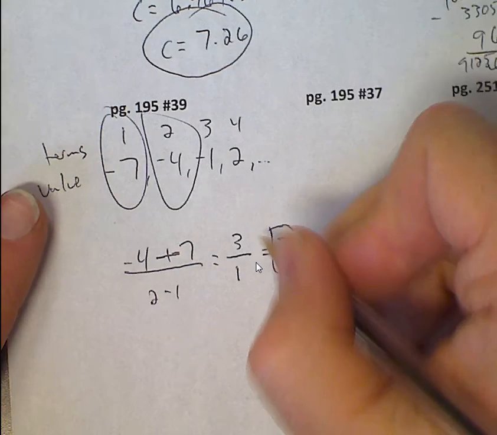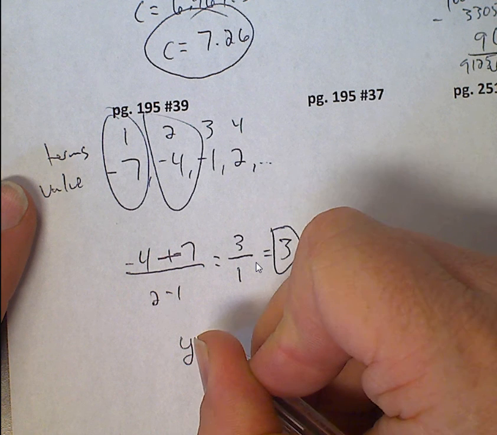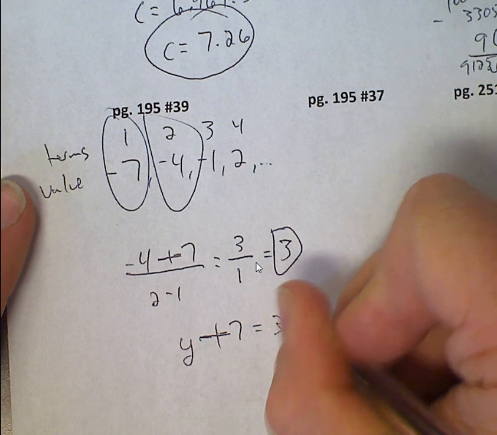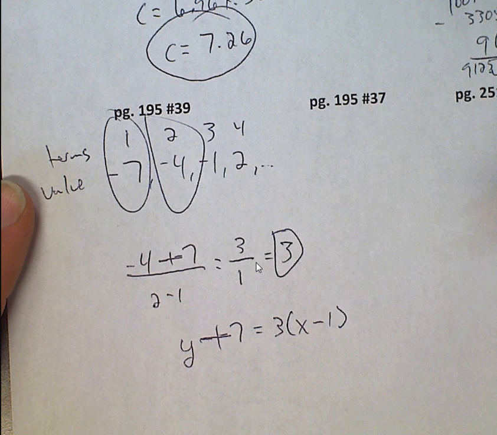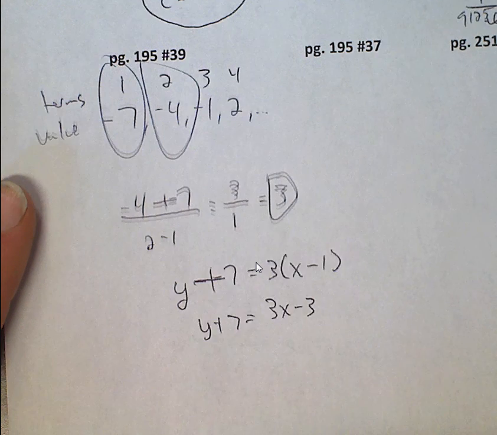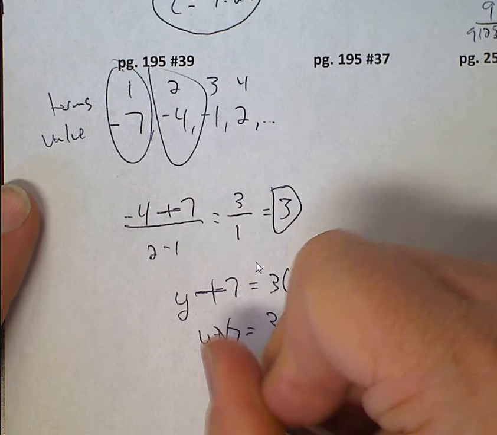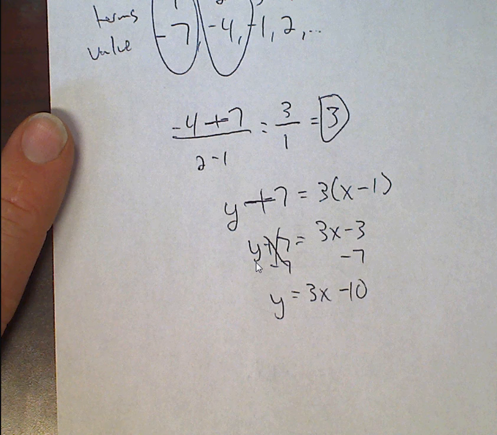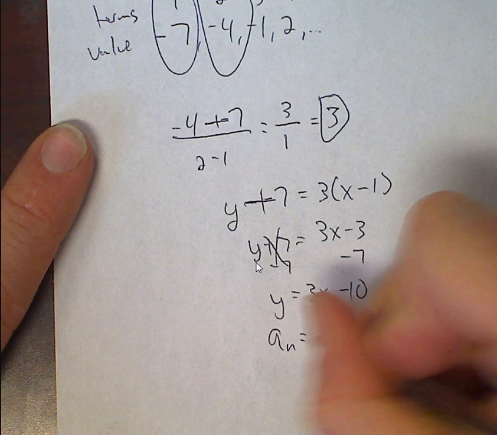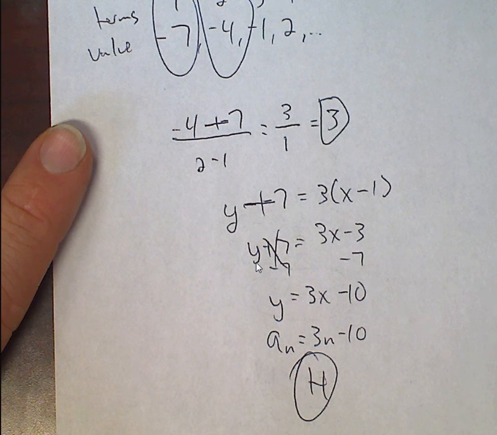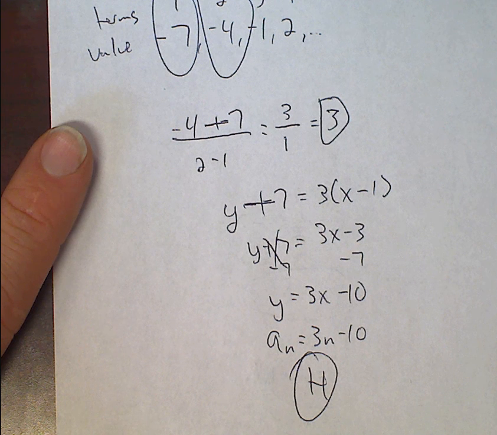My equation now turns into y minus -7 equals 3 times x minus 1. Y plus 7 equals 3x minus 3. Minus 7 on both sides, y equals 3x minus 10. So this is the same as a sub n equals 3n minus 10. We translate it just like I taught you. So this would have to be letter H. I'm going to pause the video now, and then I'm going to make a part 2.